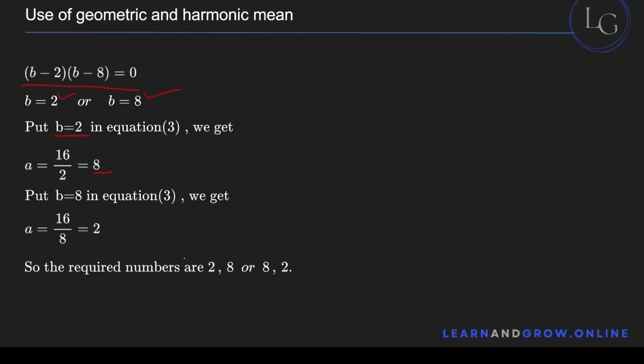The value of a can either be 2 or 8, and the value of b can be either 8 or 2. If the value of a is 2, the value of b is 8. If the value of a is 8, the value of b is 2. And so that's how you do this question.